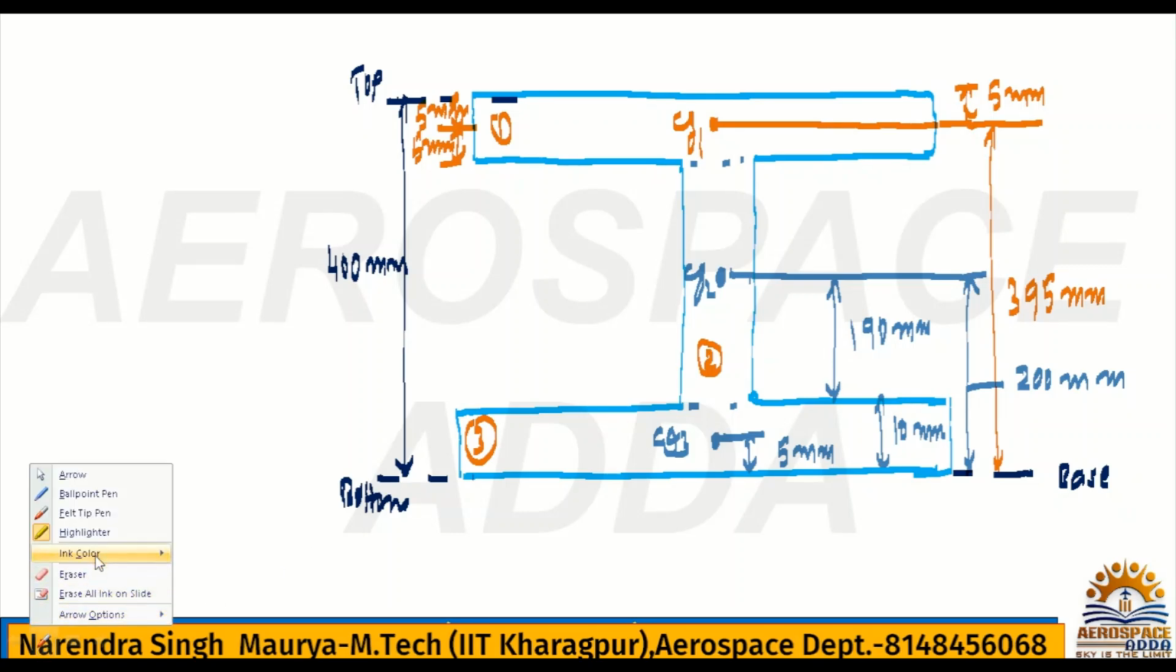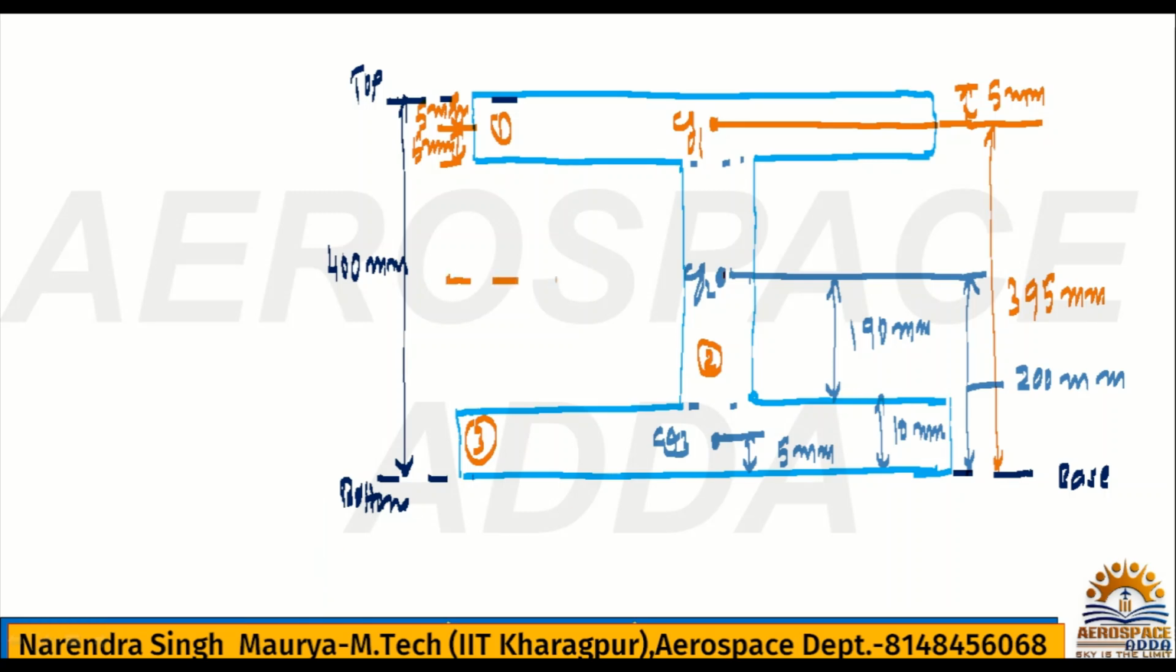We are going to calculate moment of inertia about the x-axis. Where is the x-axis? This is the x-axis. About this, we are going to calculate moment of inertia, Ixx. So what is Ixx? It is Ixx1, Ixx2, Ixx3. Right. So check first section Ixx1 with respect to CG.